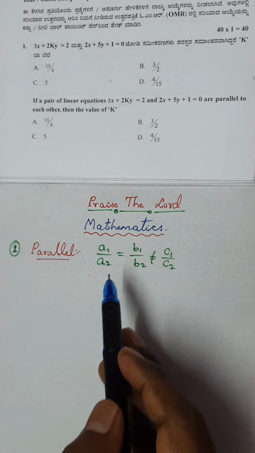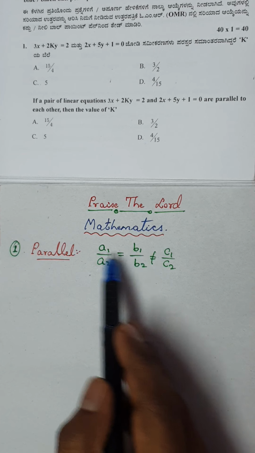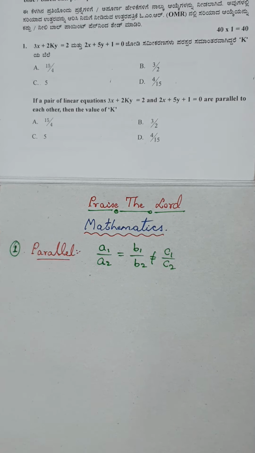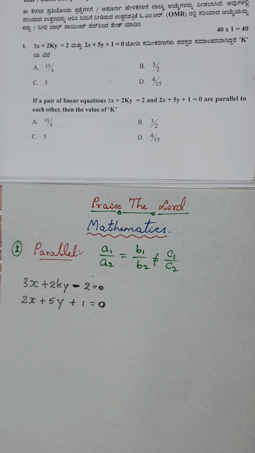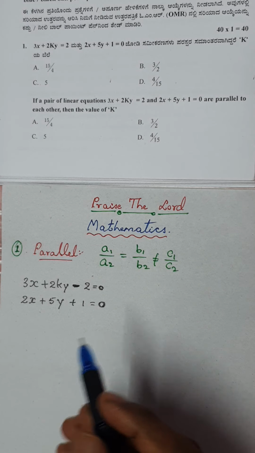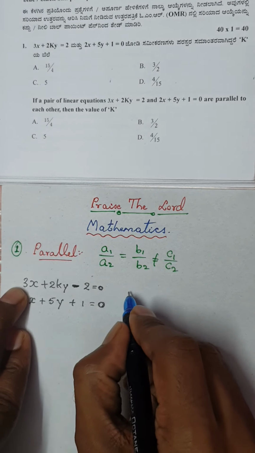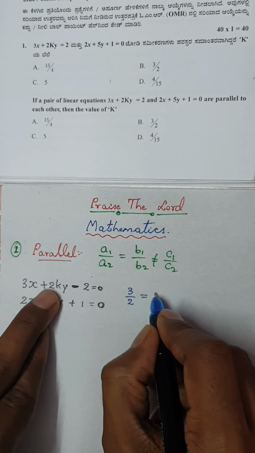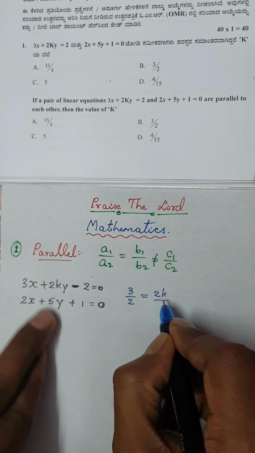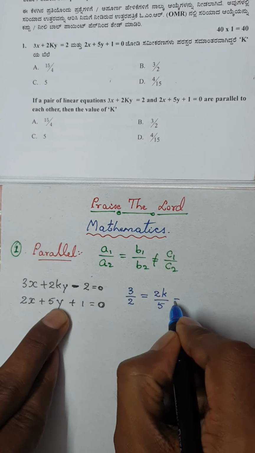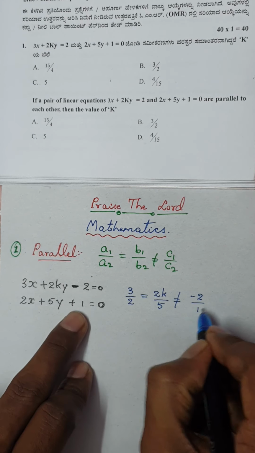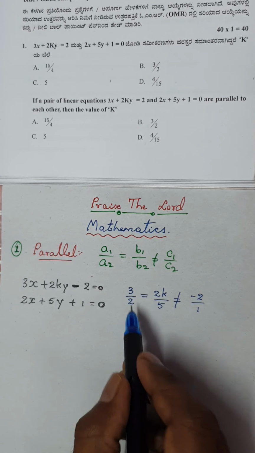For the two lines to be parallel, the condition is a1 by a2 equal to b1 by b2, not equal to c1 by c2. So take down the two equations given. I have rewritten the given two equations in this form. If you compare the coefficients here, a1 by a2 is 3 divided by 2. This will be equal to the coefficient of y, 2k divided by 5. This will not be equal to c1 by c2, which is minus 2 divided by 1. Obviously minus 2 by 1, you can check here.